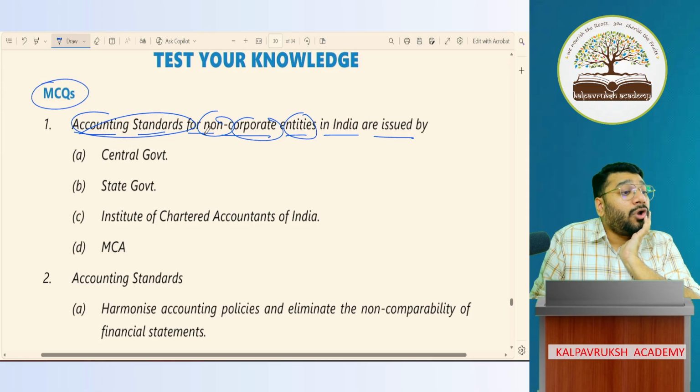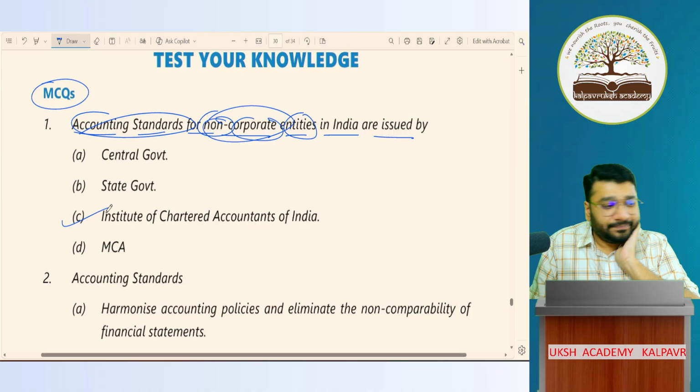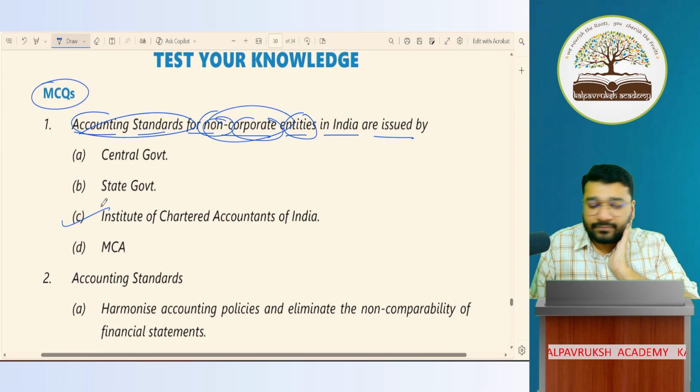Tell me, people. For non-corporates, it is issued by ICI. Online people, even you may answer. Is the option C correct here? Online people, are you all there? Okay. Next.